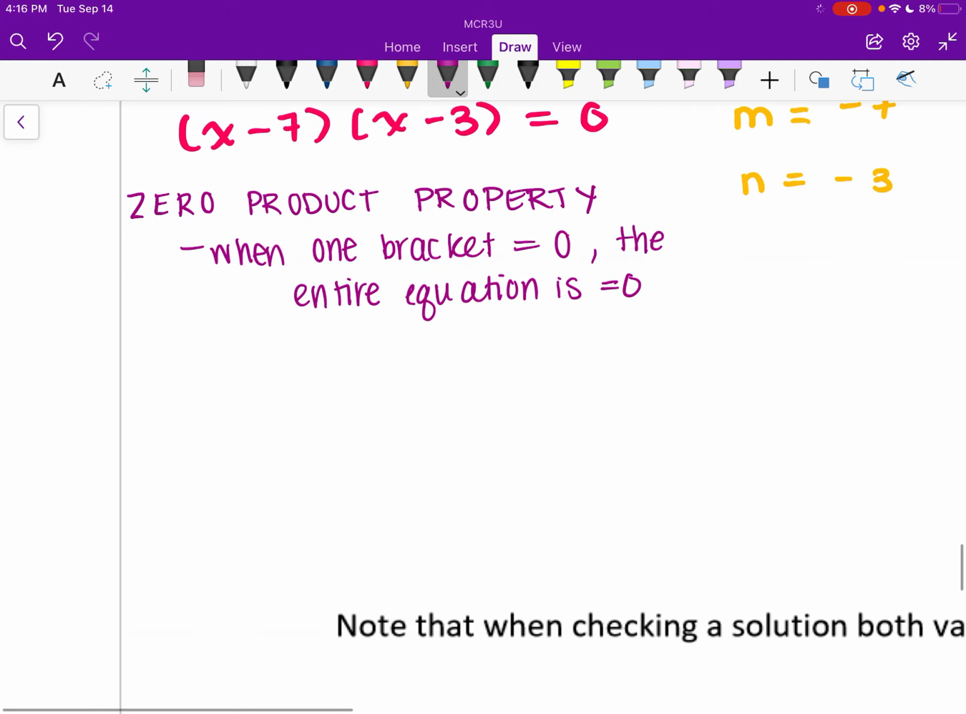Right? So if I want to find out what x is, I just need to make one of the brackets equal to 0. Because if that bracket turns to 0, then the other bracket is multiplied by 0, and automatically the entire equation is equal to 0.